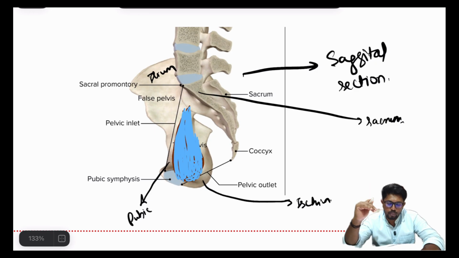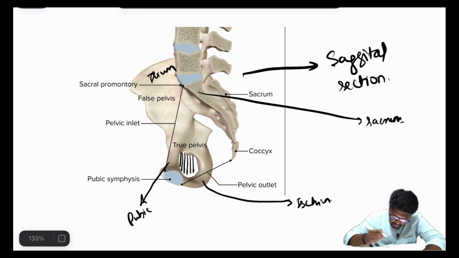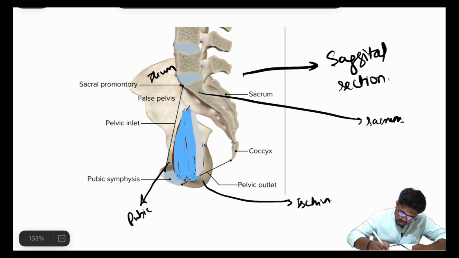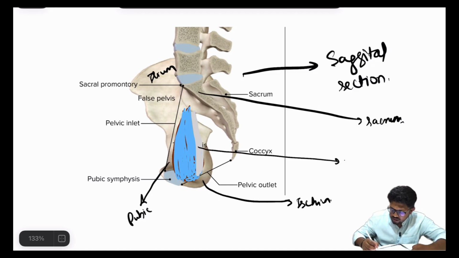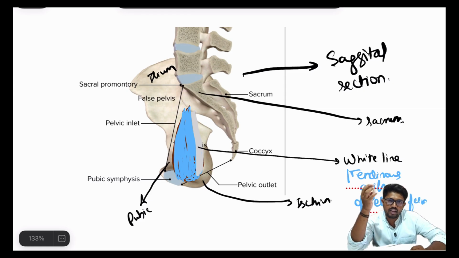At the lower end of this obturator fascia, there will be attachment of this tendinous arch. So that's why this tendinous arch is also called as white line or tendinous arch of pelvic fascia. So now we know Levator Ani originates from the pelvic surface of the pubic bone, tendinous arch or the white line of pelvic fascia, and the pelvic surface of the ischial spine.